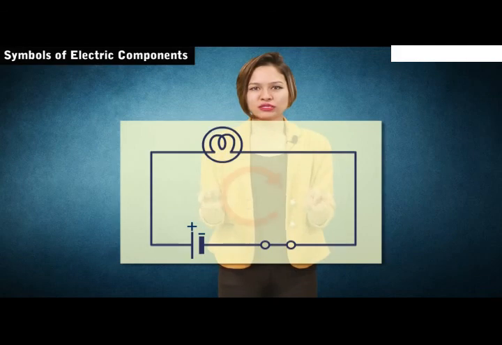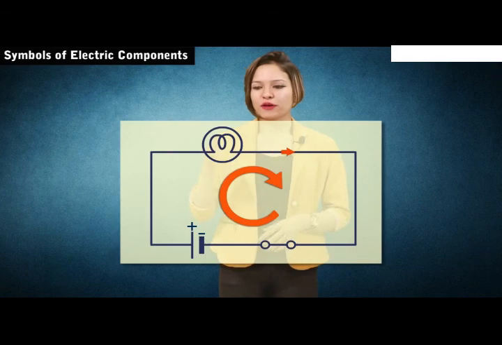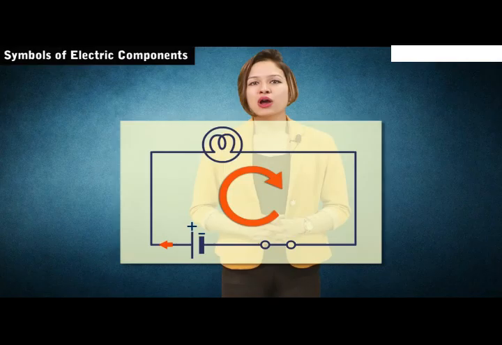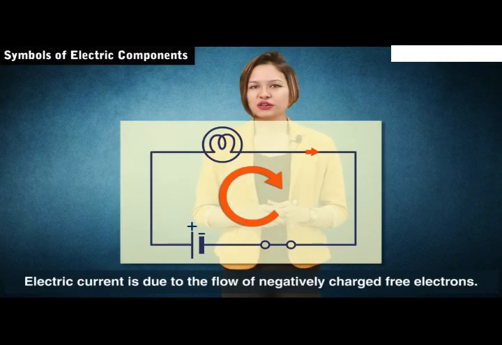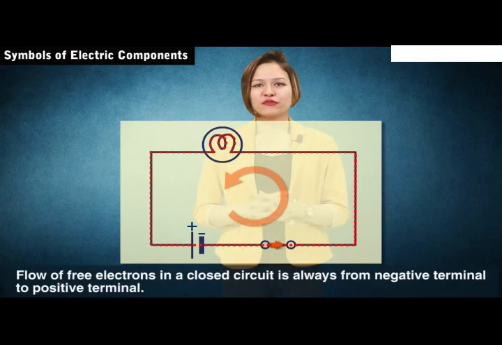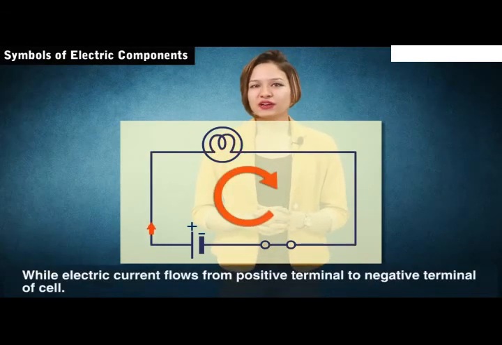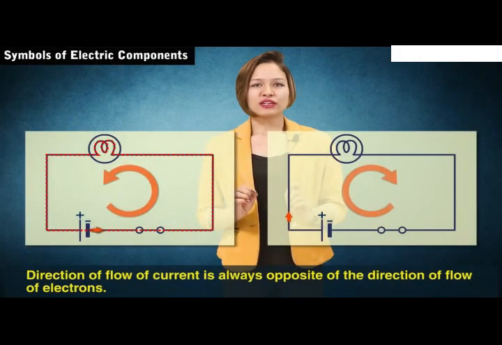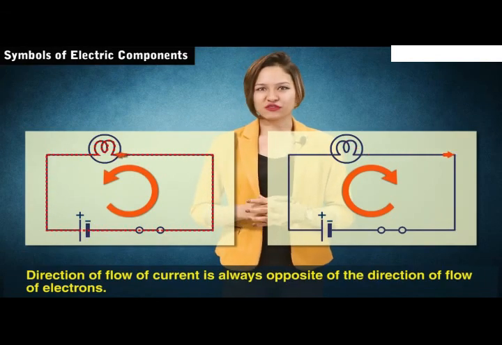And when a closed and continuous circuit is formed, then current starts flowing in the circuit from the positive terminal to the negative terminal of the cell. Now, we have studied that electric current is due to the flow of negatively charged free electrons. And the flow of free electrons in a closed circuit is always from the negative terminal to the positive terminal. While electric current flows from the positive terminal to the negative terminal of the cell, so the direction of flow of current is always opposite to the direction of flow of electrons.